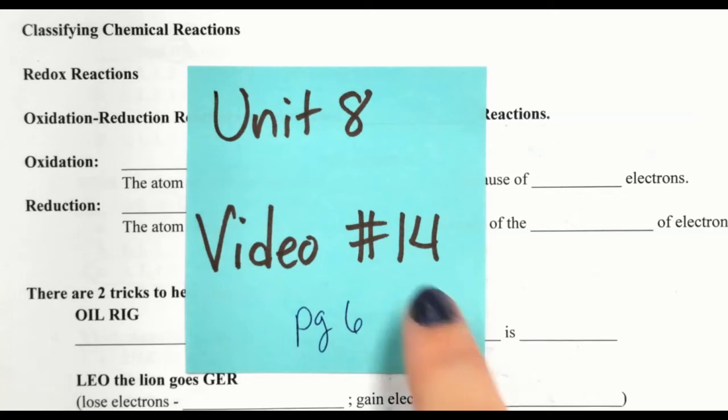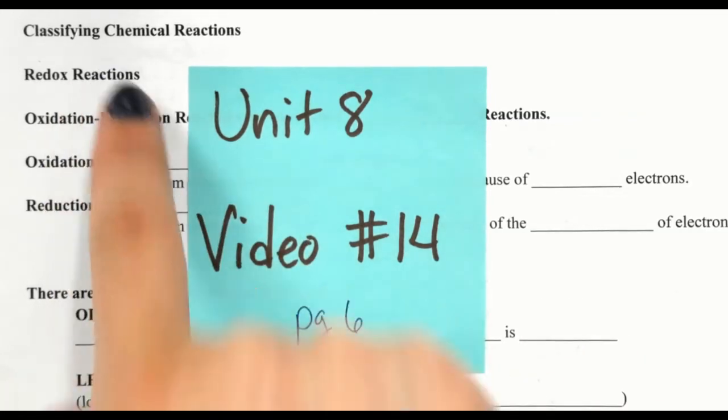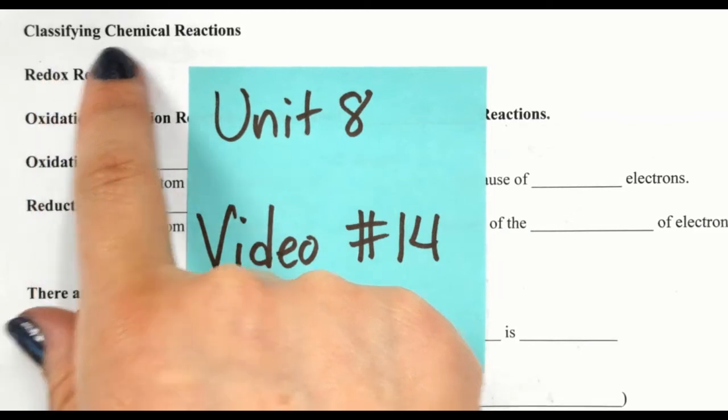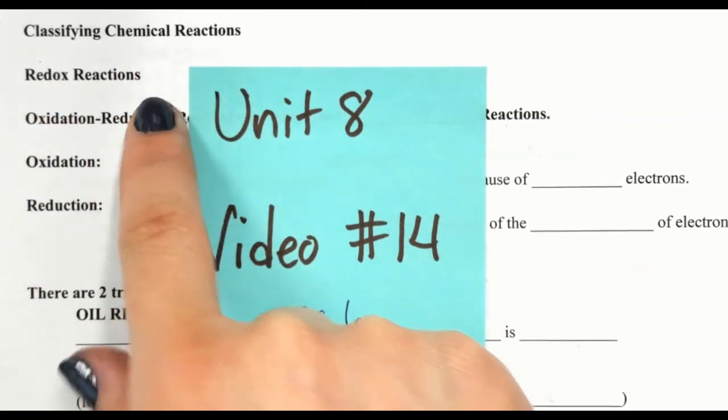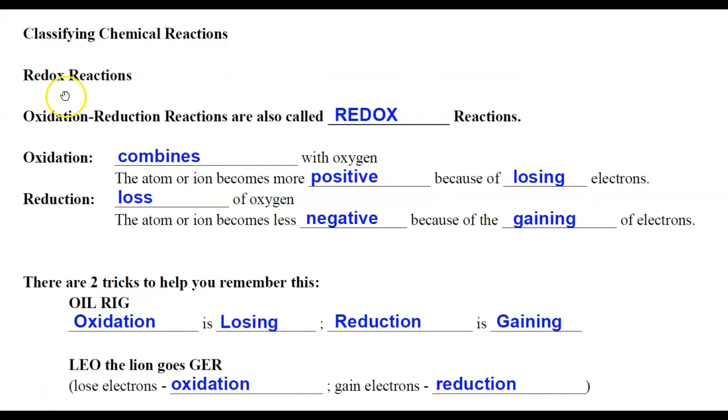This is video 14 for Unit 8. You want to turn to page 6 to classifying chemical reactions as redox reactions. So, redox reactions, also known as oxidation-reduction reactions. Redox is short for oxidation-reduction reactions.